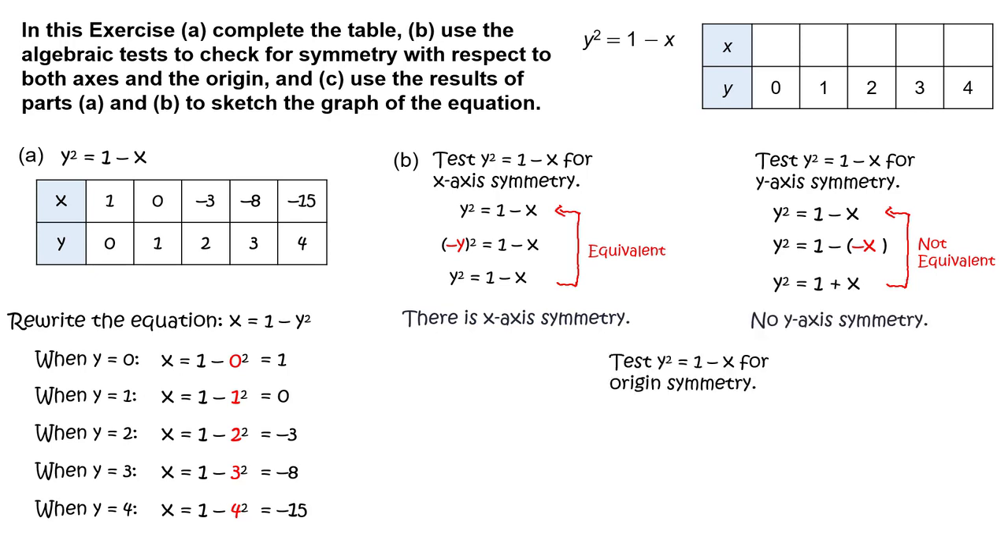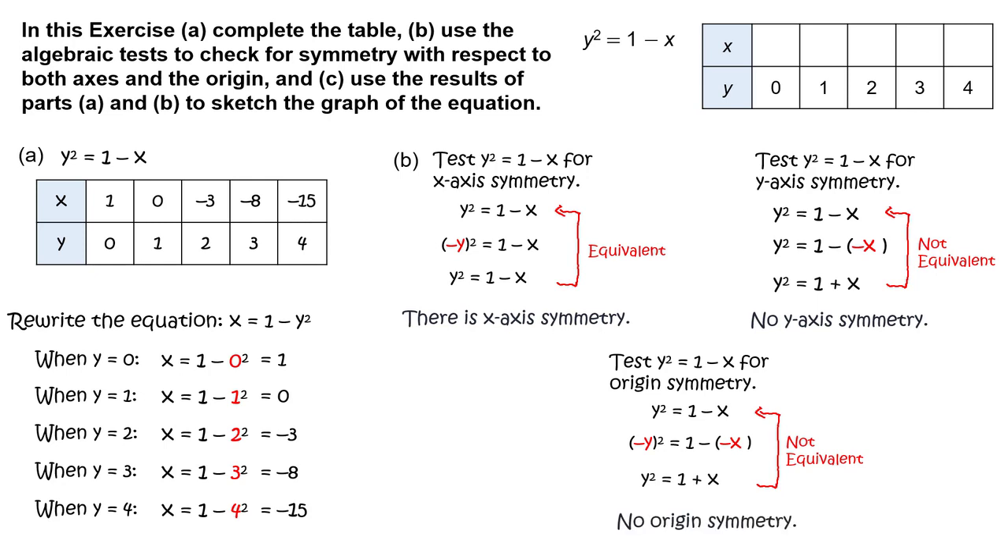Finally, test y squared equals 1 minus x for origin symmetry. First, write the original equation. Next, substitute negative x for x and negative y for y. Simplify to get y squared equals 1 plus x. Note that the resulting equation is not equivalent to the original equation, so there is no origin symmetry.